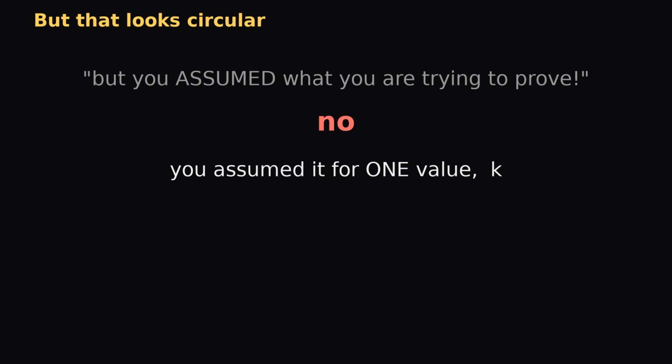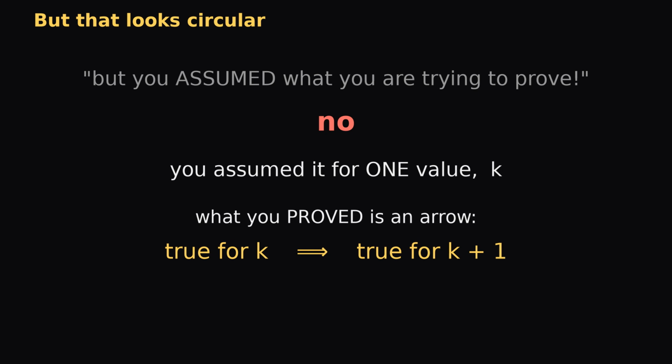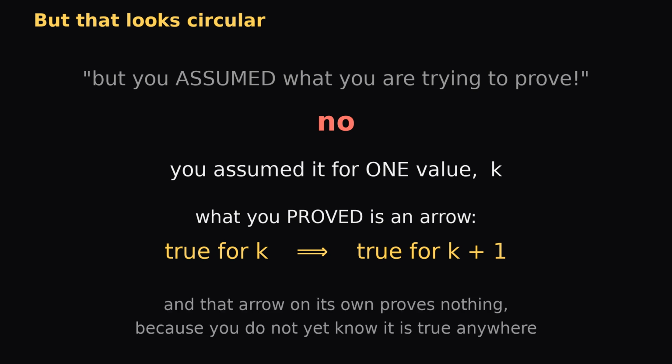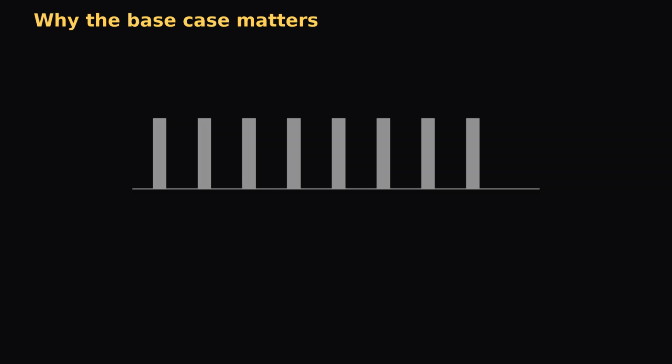Now the objection everybody has the first time. It looks like you assumed the thing you were trying to prove. You didn't. You assumed it for one particular value, k, and what you actually proved is an arrow. If it is true for k, then it is true for k plus 1. That arrow on its own proves nothing, because you don't yet know it is true anywhere. That is what the base case is for.